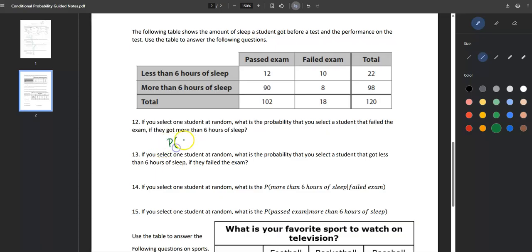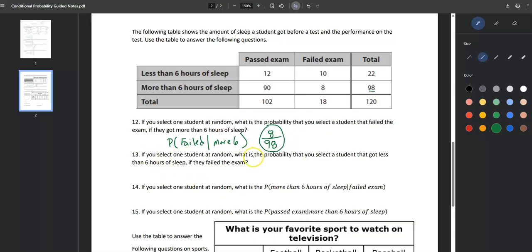So my notation would be they failed, and then slash, more than 6. That's what we're looking at. So I'm looking at just the ones that got more than 6. Well, more than 6 would be this 98. So I'm only looking at those 98 students and how many of those failed. And then, again, that would be 8 out of 98. And again, you can simplify that, no problem. But that's how we do this. If they got more than 6 hours, I'm looking at just those that got more than 6 hours of sleep.